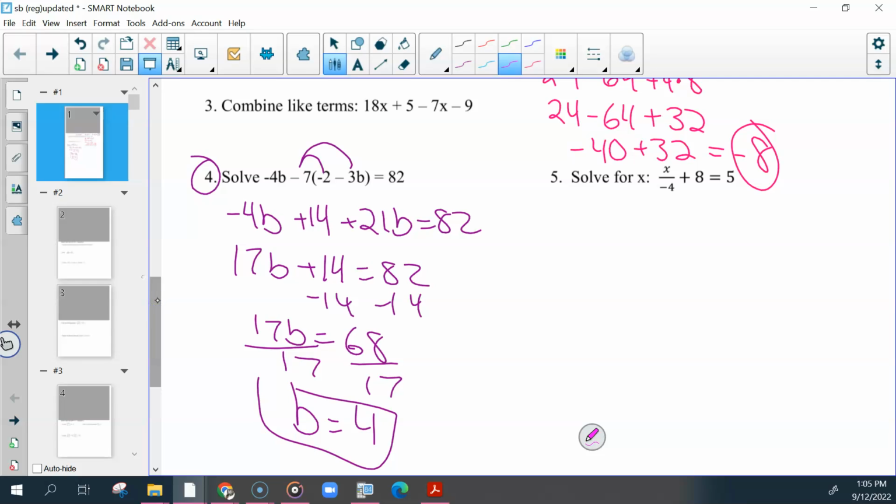So there are two different ways you could go about doing this. One, get rid of the fraction. One, keep the fraction. So it depends on which way you wanted to do this. If I kept the fraction, I would need to get rid of the 8 first by subtracting. And then from there, get rid of the -4 by multiplying on both ends. Positive 12.